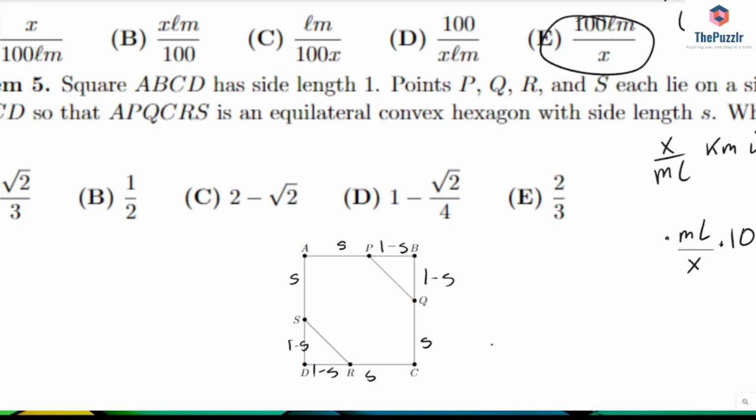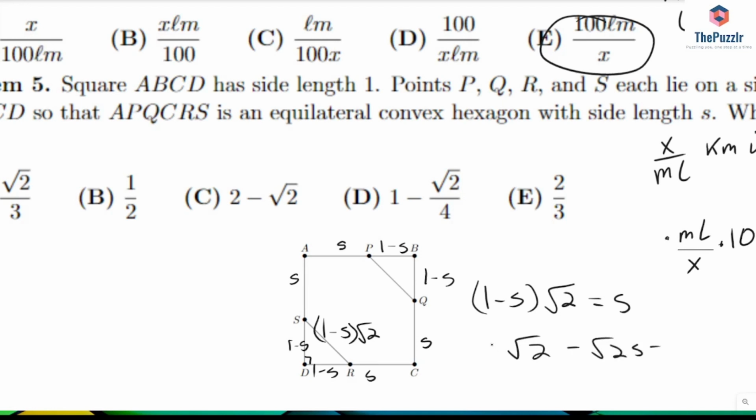So now that we know that this is a right angle because it's a square, this SR can be found using the Pythagorean theorem. It's going to be 1 minus S root 2 because it's a 45, 45, 90 triangle. And we know that all sides of this hexagon are equal, so 1 minus S root 2 equals S. So root 2 minus root 2S equals S.